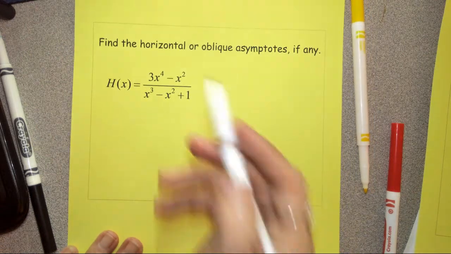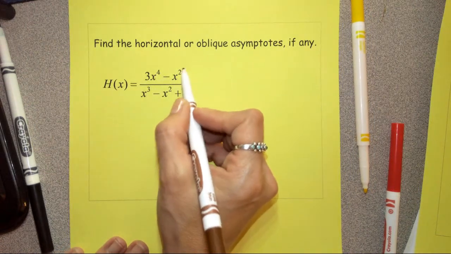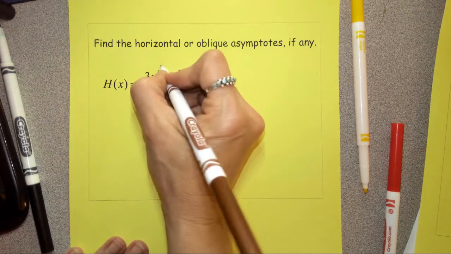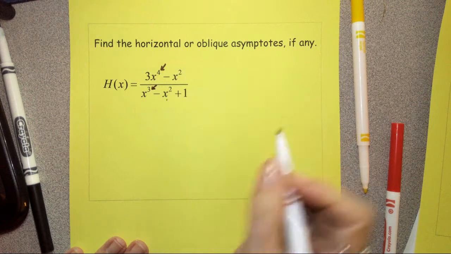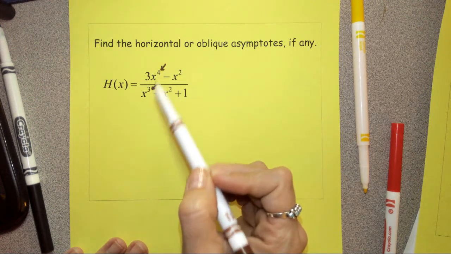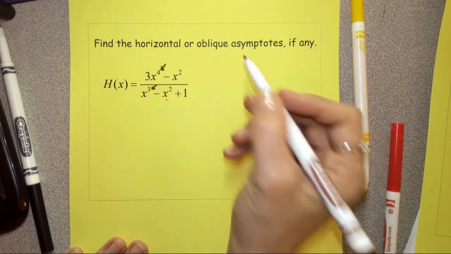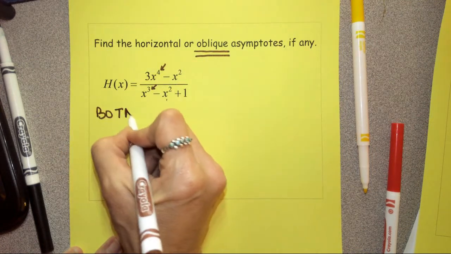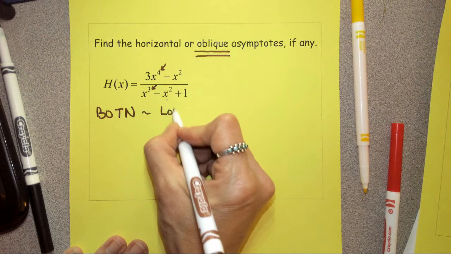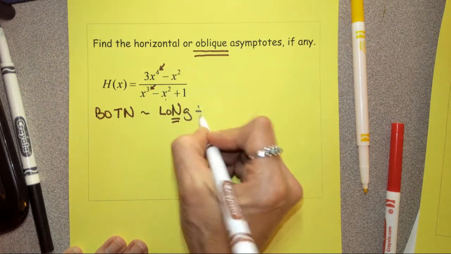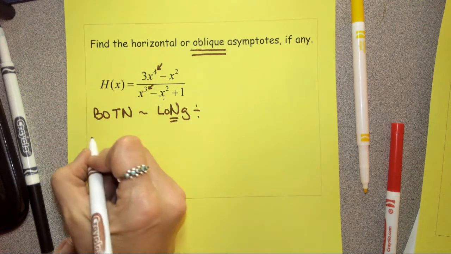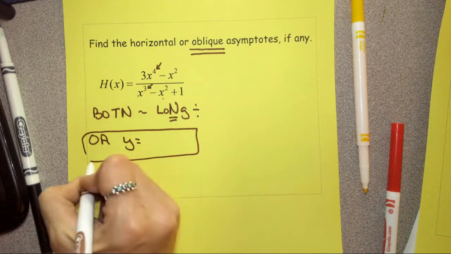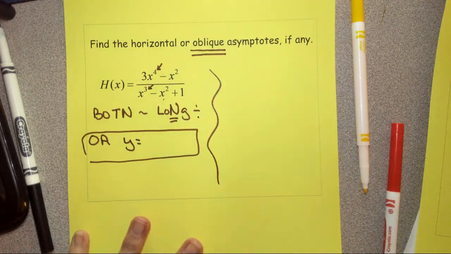All right, last one. 3x to the fourth minus x squared over x to the third minus x squared plus 1. So again, we're going to look at the exponents. Is it bigger on top, bigger on bottom, or are they the same? This is a bigger on top. Because it's bigger on top, this means we're going to have to go do long division. And it's also going to give me an oblique asymptote. So I know it's going to be oblique. So I can go ahead and write that part, and then I'll come over here and do my work.